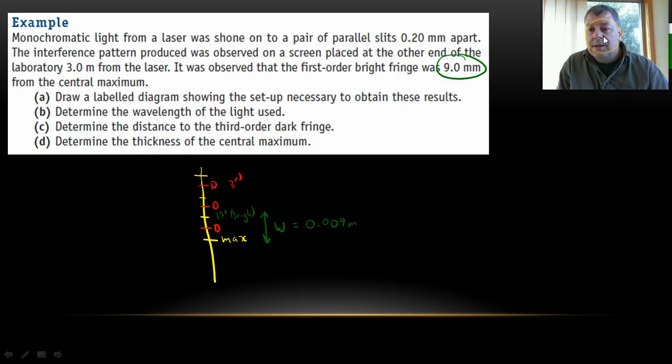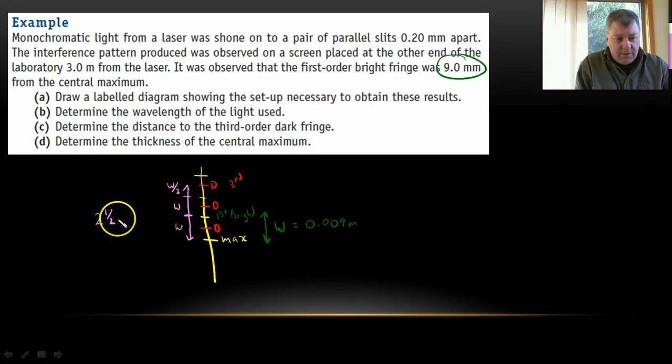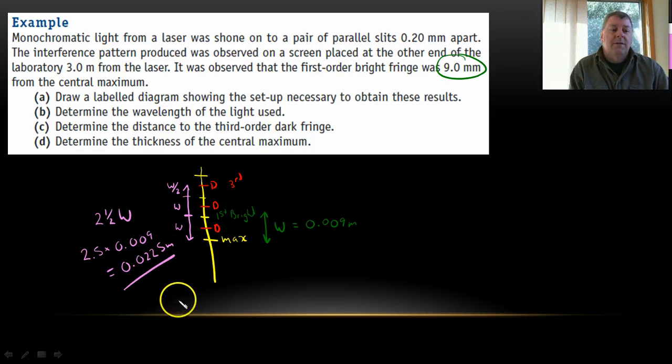So if we go back to, let's go something purple. What we're interested in is this distance here, and we should recognize that that's going to be 1, 2, so that's W, and this is a half a W, so 2.5 fringe distances. So that's 2.5 times 0.009 gives us our spacing. What's that going to be? I've done the calculations earlier. There's our distance to the third order dark fringe.